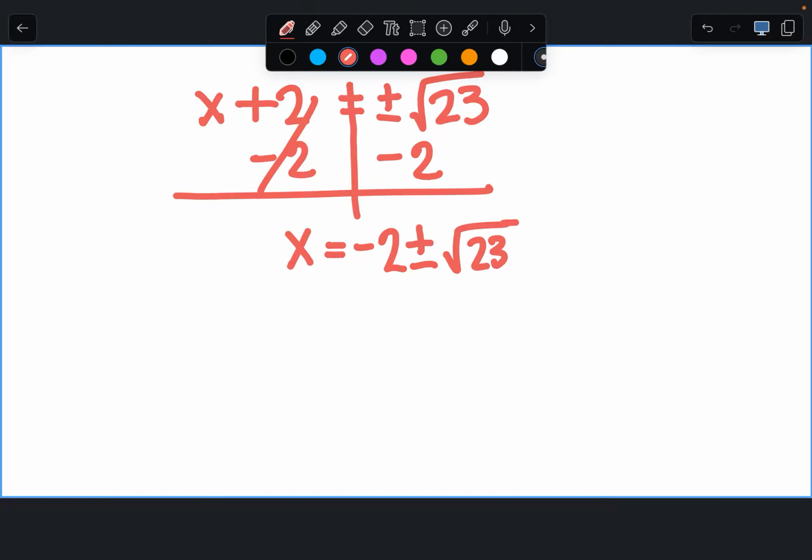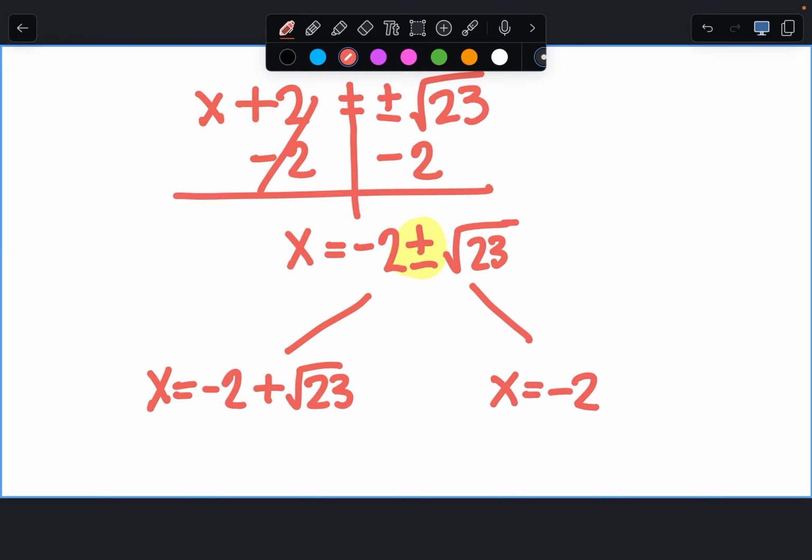This is an acceptable answer, but I'm telling you right now, it's going to be multiple choice, and that multiple choice is going to split the plus minus. So it's going to have x is equal to negative 2 plus root 23, and it will also have x is equal to negative 2 minus root 23. It will split the plus minus. Okay? Questions?